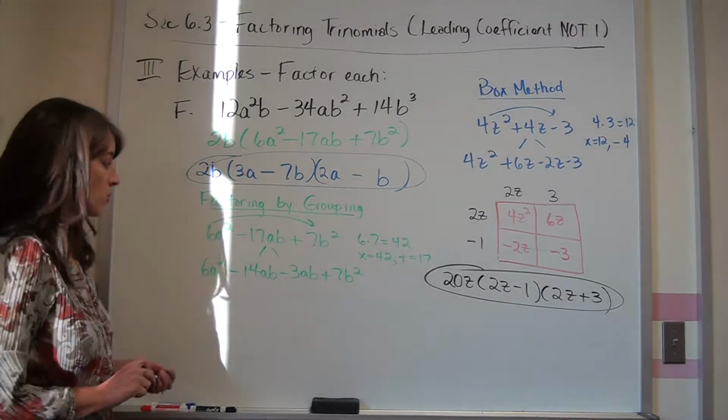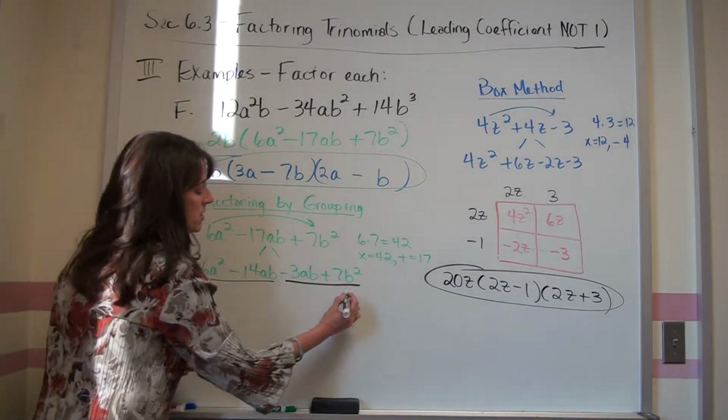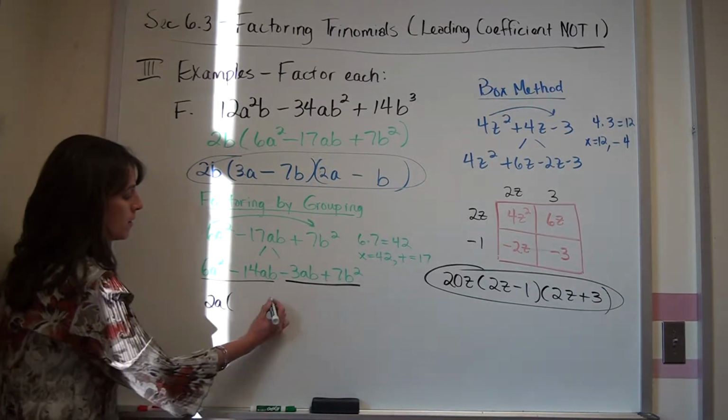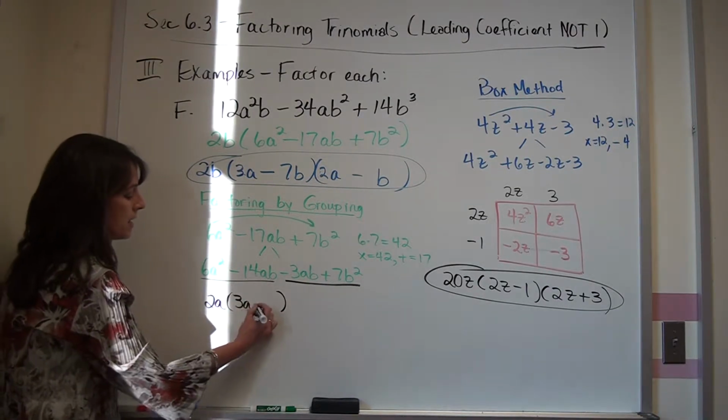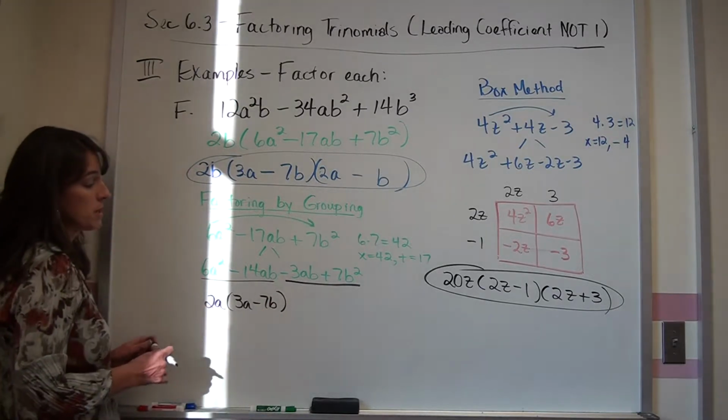And so now I can group up my terms. I'll group these two, and I'll group these two. Here, what's common? That's going to be a 2a. When I divide it out, I get a 3a minus 7b. And here, all I can divide out of there is going to be a b.